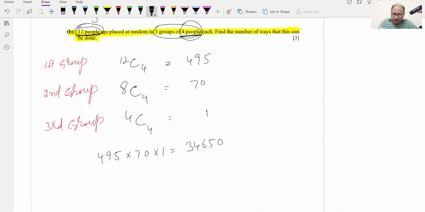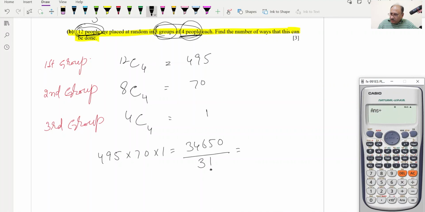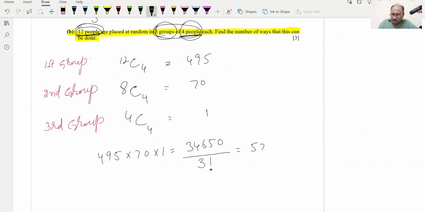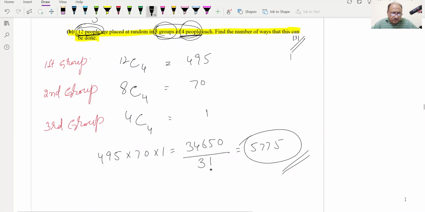So as we know, we are not taking care of order, so they can be in 3 different orders. Because we are having 3 groups, these groups of 4 people can be switched into different arrangements. So if we divide this number by 3 factorial, we will get 5775, and this will be our final answer. This was the 3 marks part which we have done.